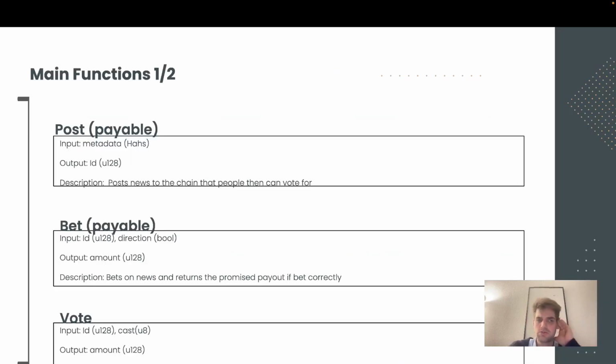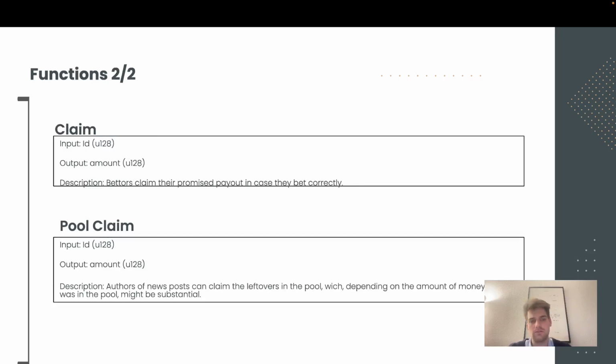The main functions which make this possible, obviously there's more than 20 functions, but these are the main functions, is the post function where people put up what they think is fake news, the betting, the voting, the claiming, and the pool claim. This is important because it incentivizes people to upload news because they will get a cut out of the pool which was put up on betting. And the payout is going to be substantially larger if people were very certain that something is fake or not, but the opposite turned out to be true, which incentivizes them to put up interesting news.